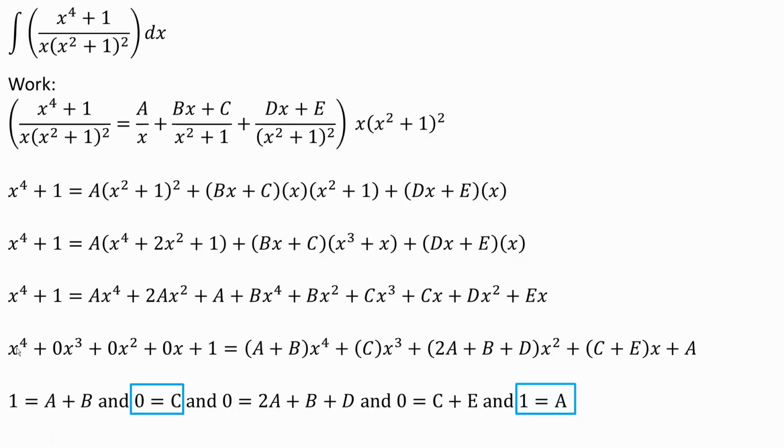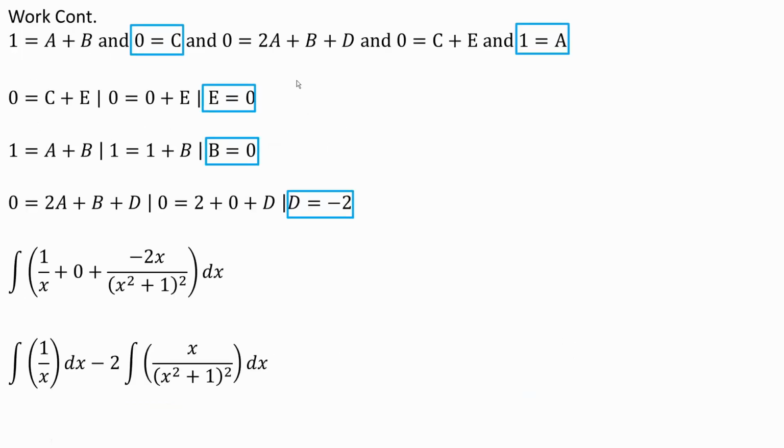So we can say that x to the 4th is equal to parentheses A plus B, x to the 4th. So we can say that 1 is equal to A plus B. Then we can say that 0 is equal to C. We can say that 0 is equal to 2A plus B plus D. We can say that 0 is equal to C plus E. And finally, we can say that 1 is equal to A. So right off the bat, we know that 0 is equal to C and 1 is equal to A.